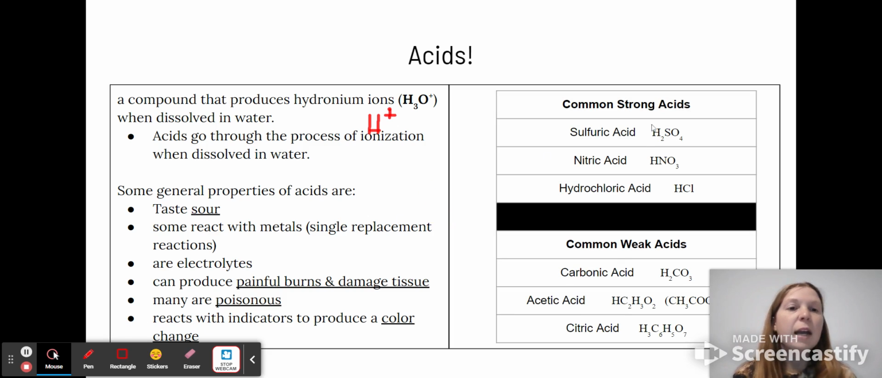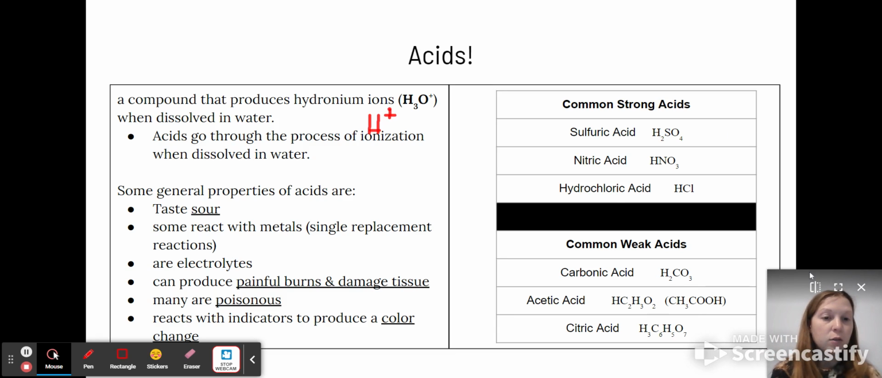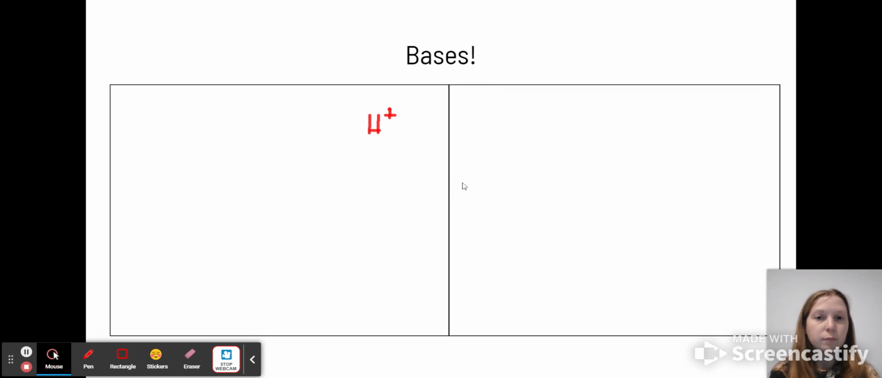There we go. Here is a list of common strong and weak acids. So you will want to pause the video and put these in your notes. So go ahead and do that really quick. Let me clear this off.